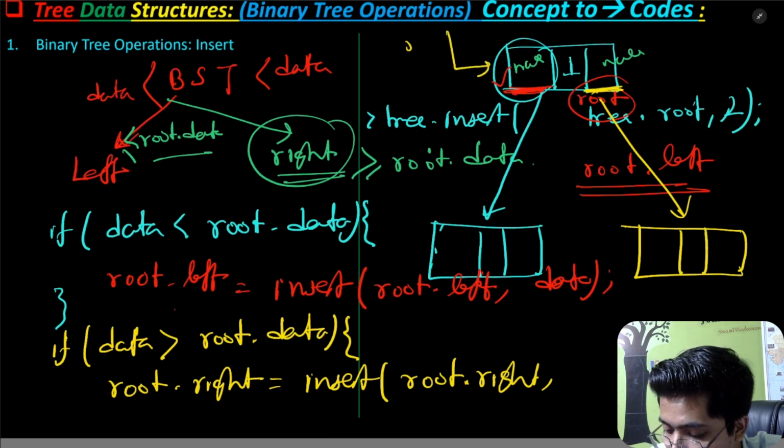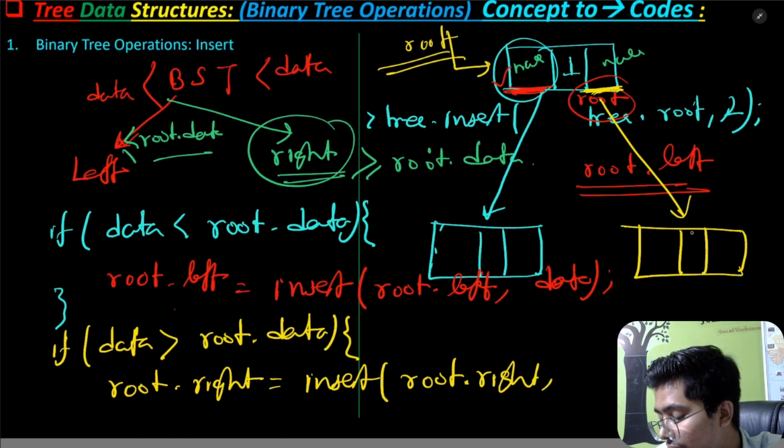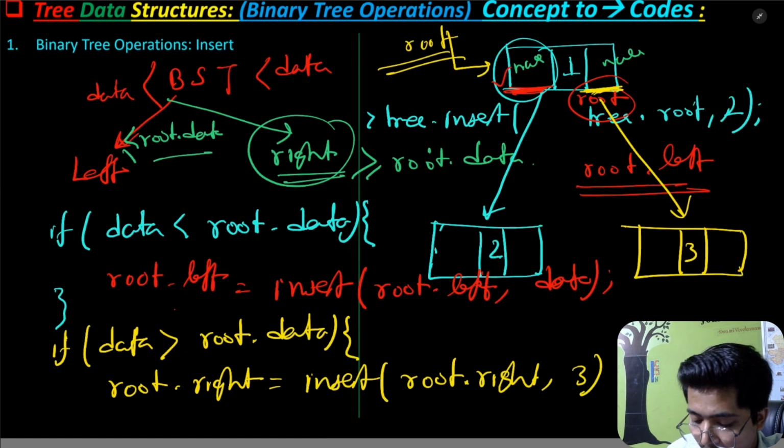This is always the root. The first one is always the root, and we want to insert with respect to that one, so that it is created here. So we'll be passing root.right comma data. So we want to pass 3, so it will be 3. So 3 will be stored here and 2 will be stored here. So this is how it happens.